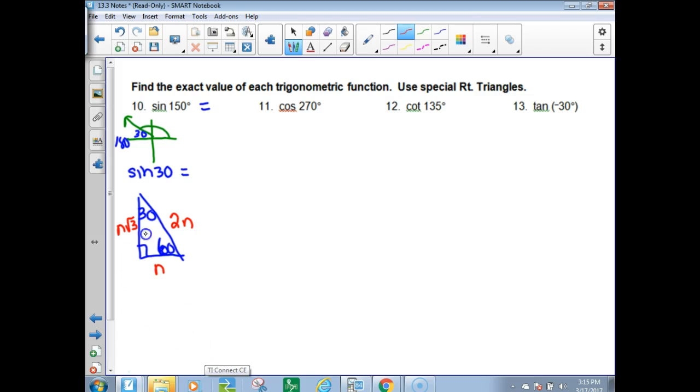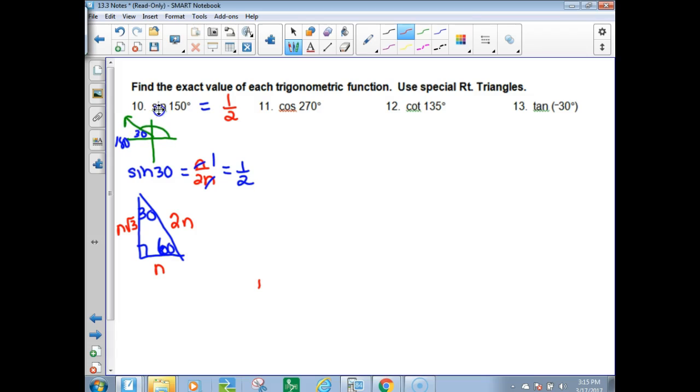So if you want to know the sine of 30, remember sine is opposite over hypotenuse. That would be n over 2n, using that pattern. And then you would reduce that to, don't forget to replace your n's with 1, that would be 1/2. So the answer to the sine of 150 is 1/2. However, we have to make sure we know whether it's positive or negative. In quadrant 2, all students, sine is positive. So that's the answer.